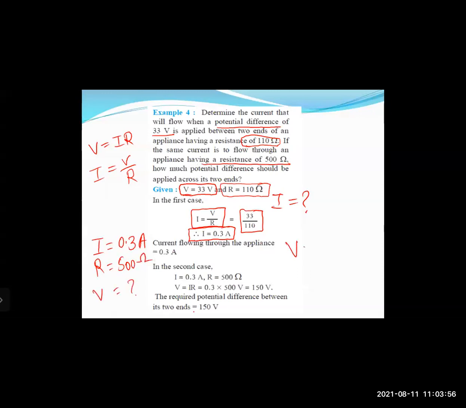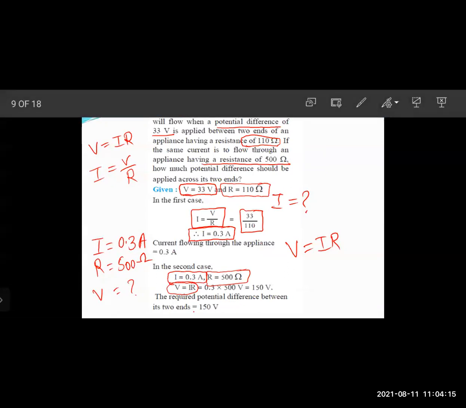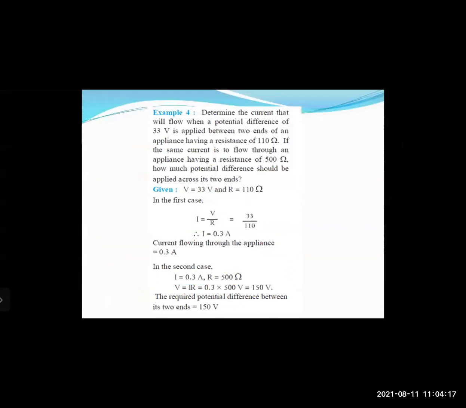Again, we have to use the formula V equals IR, right? So simple, just direct multiplication. In the second case, the value of I is 0.3 amperes and the value of resistance is 500 ohms. We'll use Ohm's law, V equals IR. Let me erase the screen. For the second case, we have written the given terms here: I equals 0.3 ampere, R equals 500 ohms, and the formula is V equals IR. We multiplied 0.3 into 500, that is 150 volts, as you can see here, right?